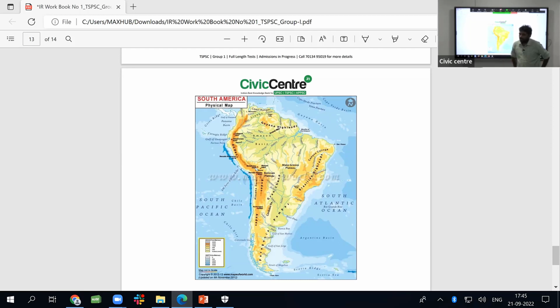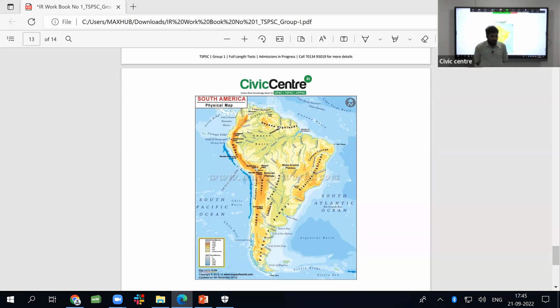Now tell me the landlocked nations of South America. Bolivia and Paraguay. Now tell me which nations do not share a border with Brazil. Brazil shares a border with all the nations except Ecuador and Chile.